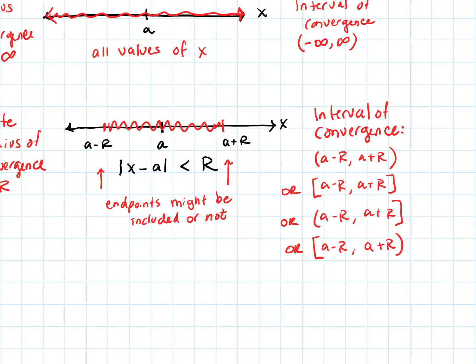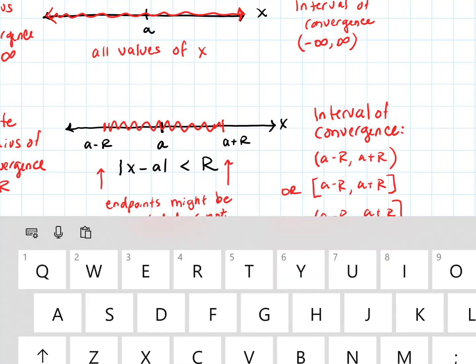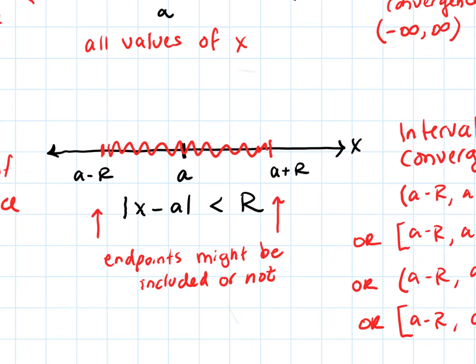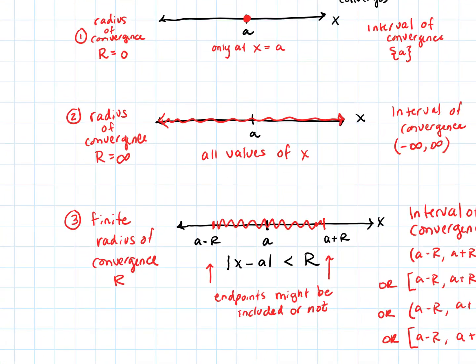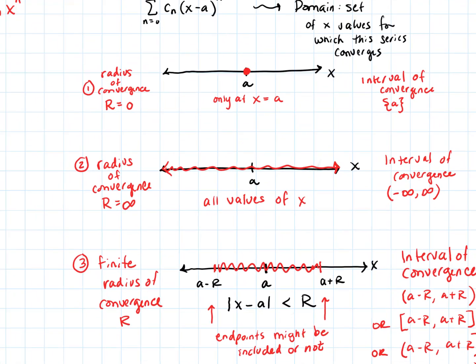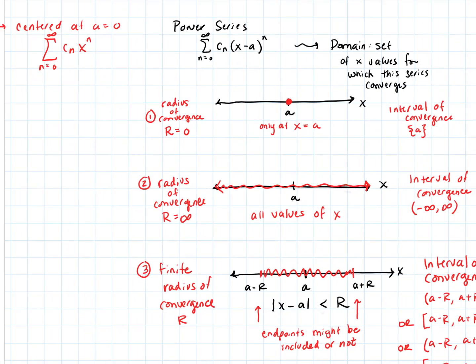So the endpoints might be included or not. We have to think about what happens at the endpoints. We have to specifically look at what happens at the endpoints. Okay, so that's how we're going to find the domain. We're going to actually look at our series and we're going to say, well, for what values of x would this actually converge?